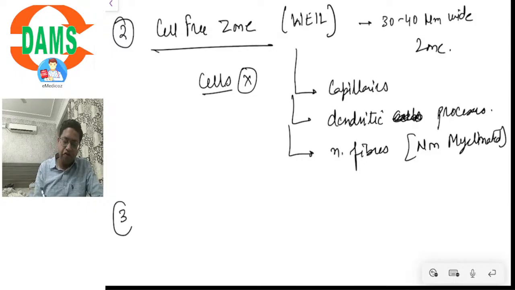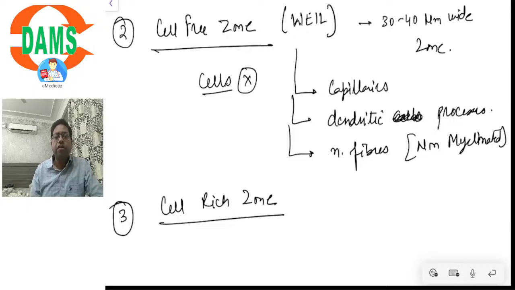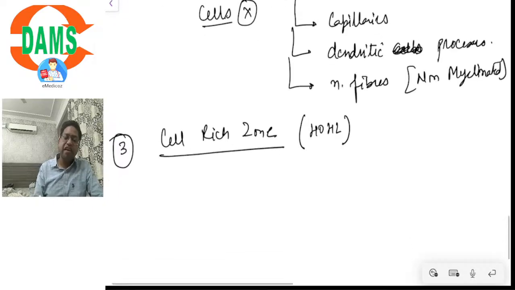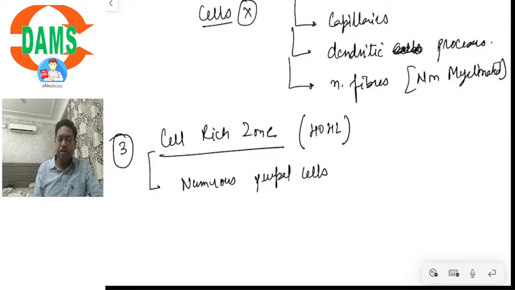The third zone from outside to inside is called the cell-rich zone. Okay. What I am telling you is the morphological organization of dental pulp. It is divided into four zones histologically. The outermost layer is the odontoblast layer, then the cell-free zone, and then the cell-rich zone. Cell-rich zone is also called the zone of Hohl. As the name indicates, it consists of numerous cells. Numerous pulpal cells are present over there.